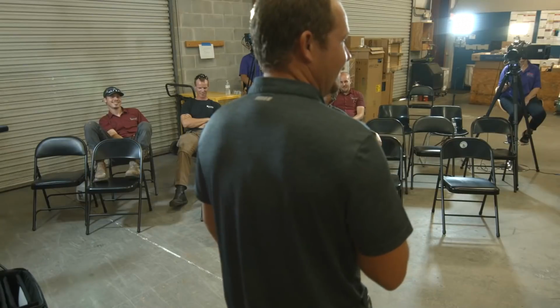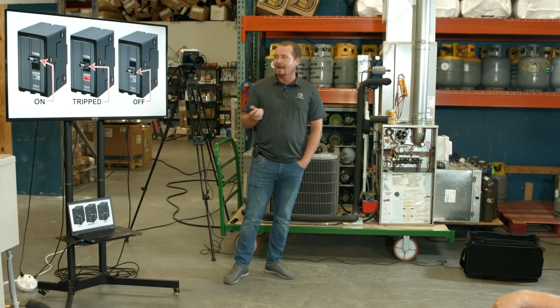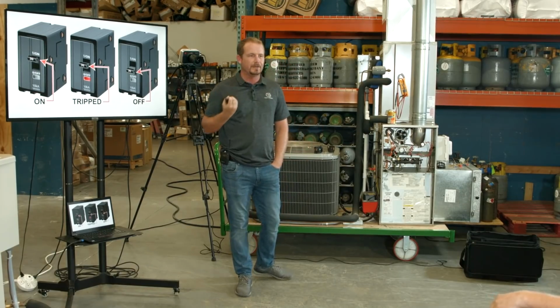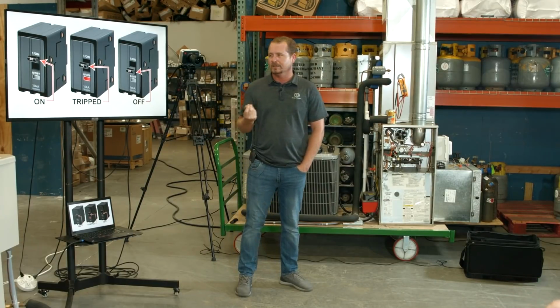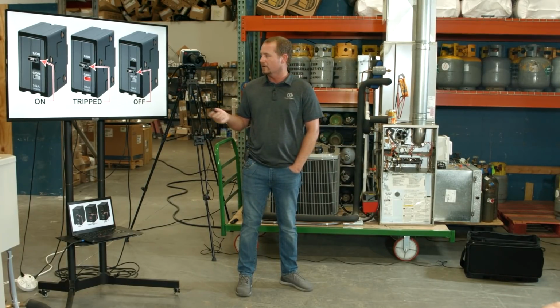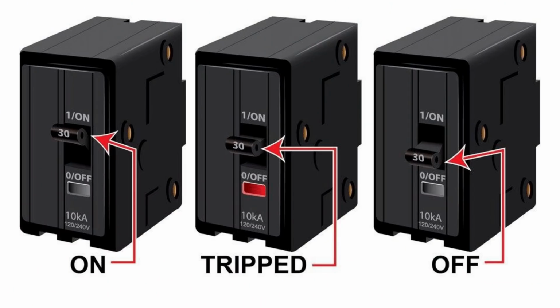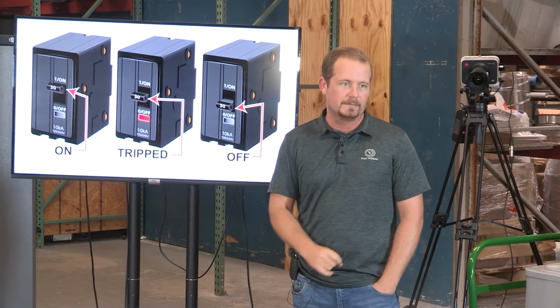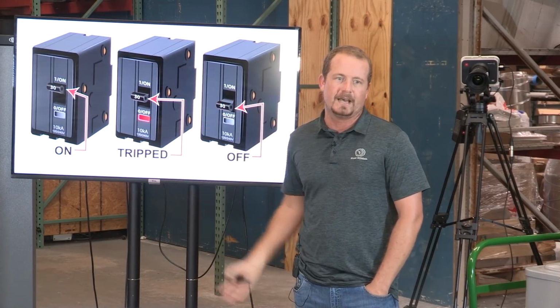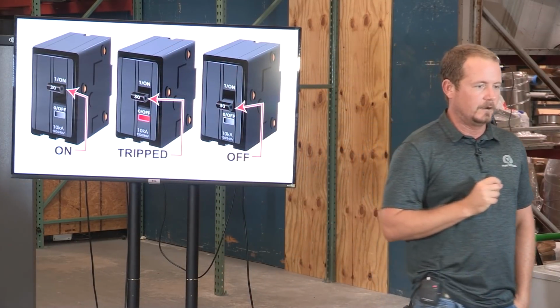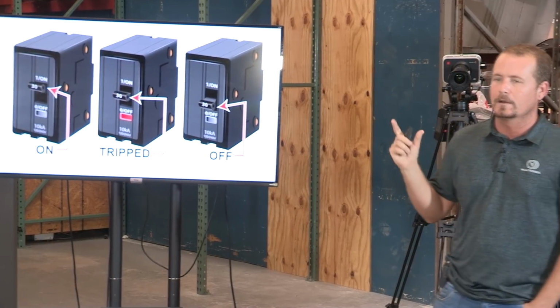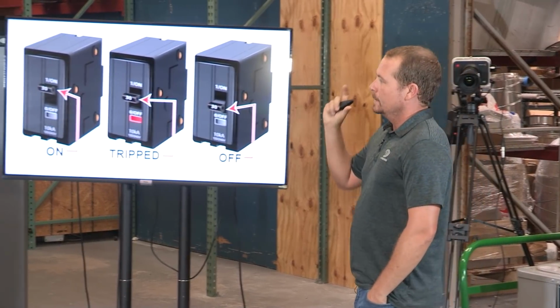So right off the bat, I made this illustration because, of course, if you're doing this professionally, you already know that a tripped breaker and an off breaker are not the same thing. A tripped breaker is going to go into the center position. Sometimes they're going to have a little window, sometimes they won't, but they have to be completely reset and then turned back on. We talked about this 2 weeks ago, but I want to cover it again quickly.